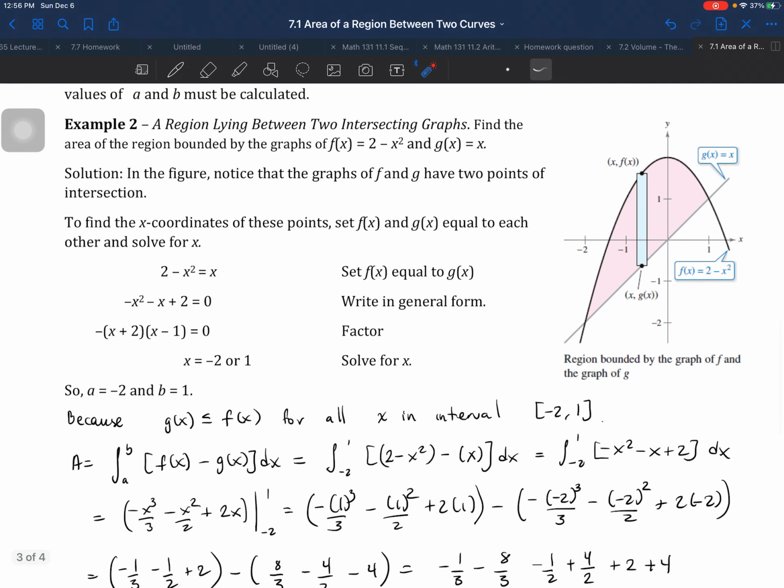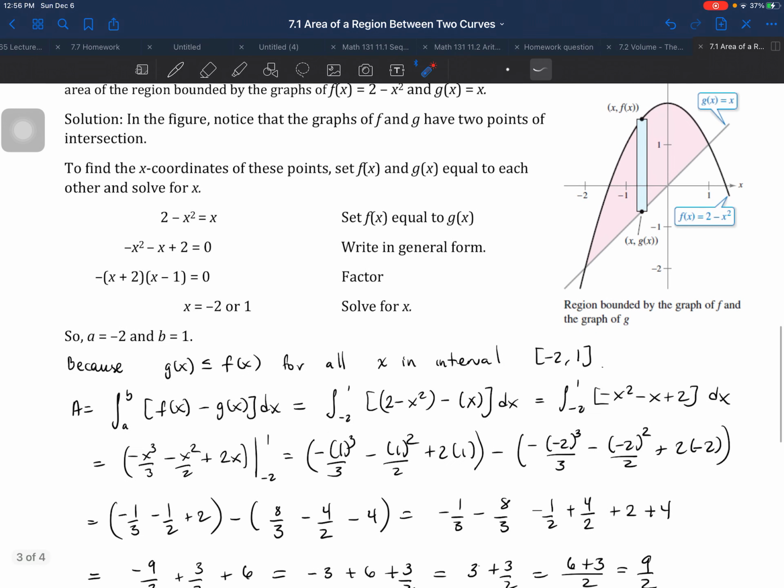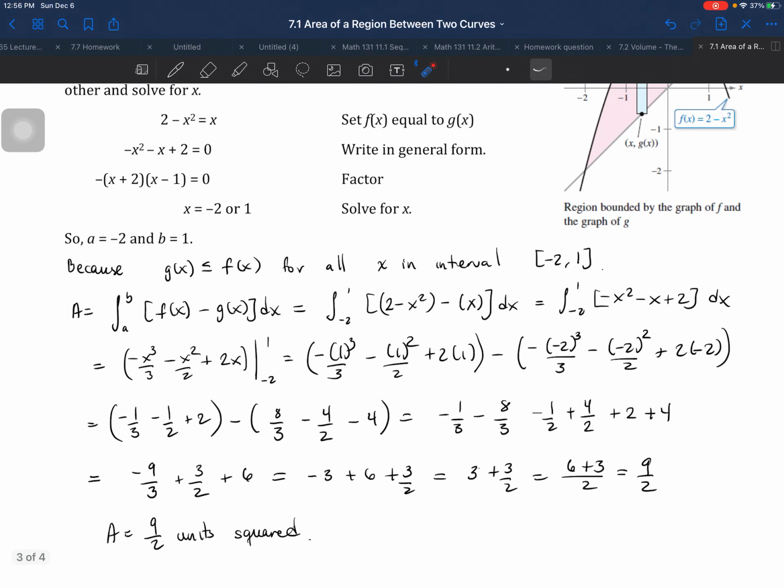And then we also know that between those two numbers, by looking at the picture, right, we can figure out that g is lower than f, right? Now again, I'll show you guys how we can do this without looking at the picture in a second, but let me just focus on the setup. Let's do the integral, and I'll come back and talk about that in a second.